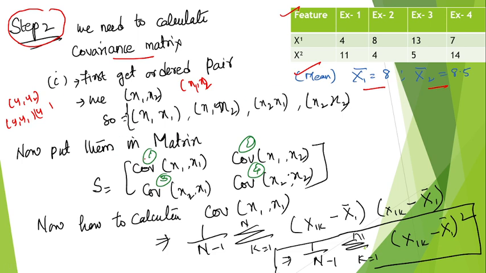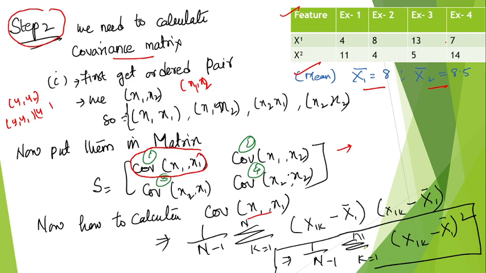Now put this in a matrix: covariance of x1, x1, covariance of x1, x2, covariance of x2, x1, covariance of x2, x2. This is the covariance matrix. How do we calculate this? There is a formula for it. What is the formula? To calculate the covariance, 1 by n minus 1. What is n? We have 4 elements: 1, 2, 3, 4.